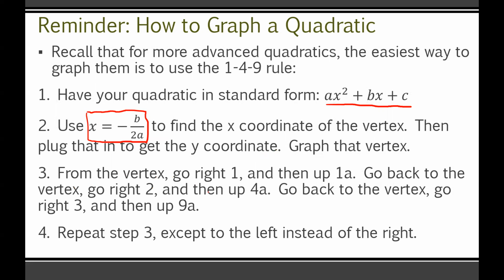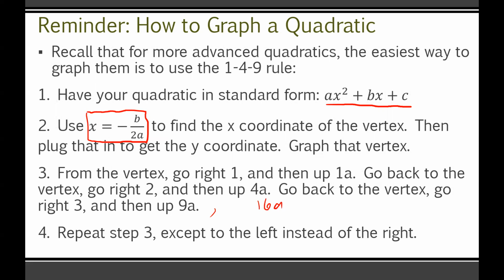From the vertex, go right 1, then up 1a, so 1 times a, and then go back to the vertex, go right 2, and then up 4 times a. Then go back to your vertex and go right 3 and then up 9 times a. So it's just the 1, 4, 9 rule. Sometimes you can even expand it to do 16a and then 25a after that. I don't think I've ever done that, but basically you're just following the path that a square goes, right? 1, 4, 9, 16, 25, and so on.